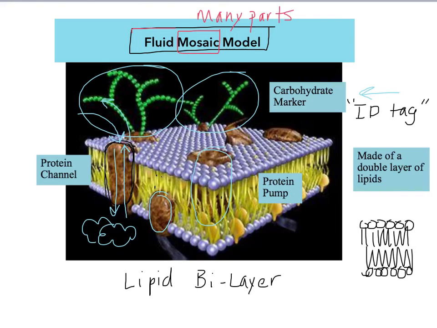And secondly, the model is fluid because all of these pieces don't just stay in one place. The protein channels and the protein pumps and the carbohydrate markers and the phospholipids can kind of bob around like apples in water when you go bobbing for apples at Halloween, and those apples can kind of move around and shift around in the water. These little parts of the cell membrane do the same thing. So it is a fluid membrane. All of these different parts of the membrane can change positions relative to each other.